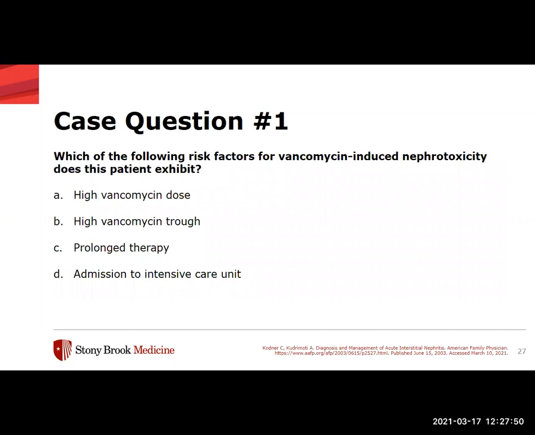Okay, so which of the following risk factors for vancomycin-induced nephrotoxicity does this patient exhibit? And you can just throw your answer in the chat.